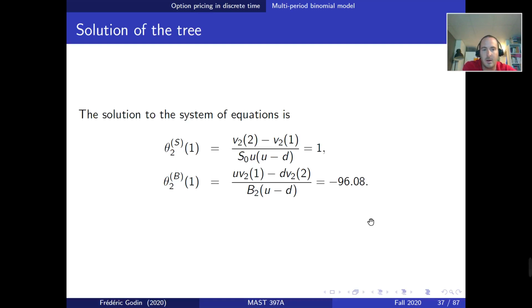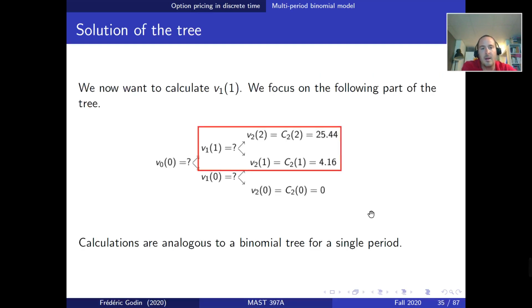Okay. So if we go back here, we've identified theta S and theta B at this node, such that if there's an upward movement in the market, the portfolio value will be equal to $25, achieving replication. If the stock price goes down, our portfolio will have a value of 4.16. So the portfolio we've identified replicates the derivative payoff in both scenarios.